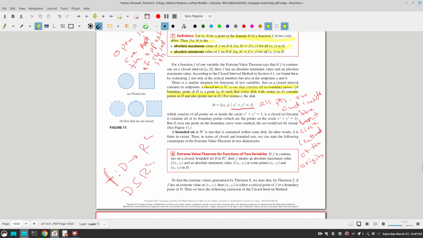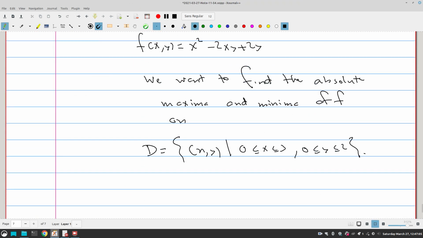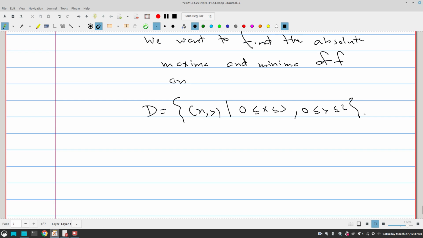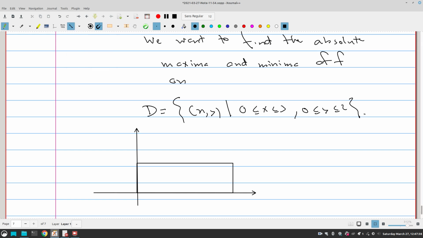So let's try to figure out what the absolute maxima and absolute minima are. Let's sketch the domain of f first. So 0 ≤ x ≤ 3, 0 ≤ y ≤ 2. Let's draw the rectangle. It's bigger in the x direction than the y direction. Okay, fine. So this is the domain D.